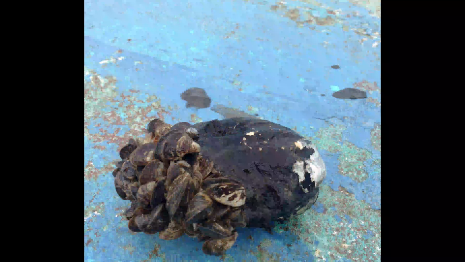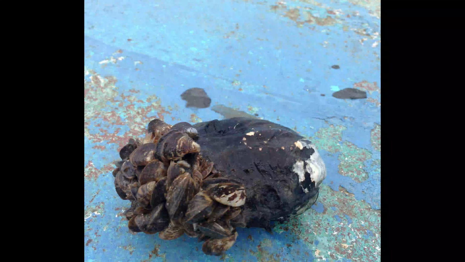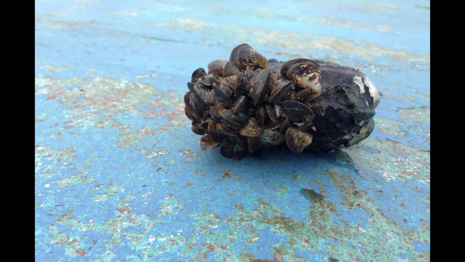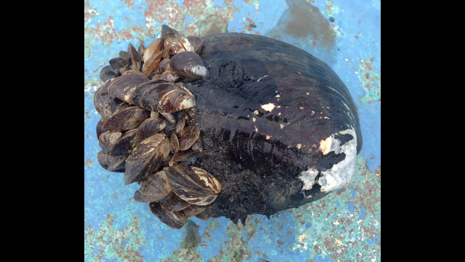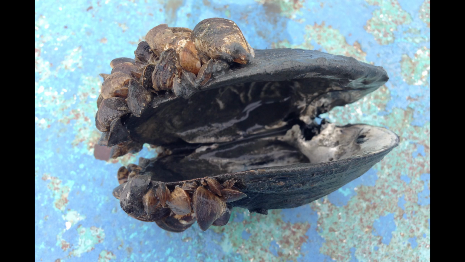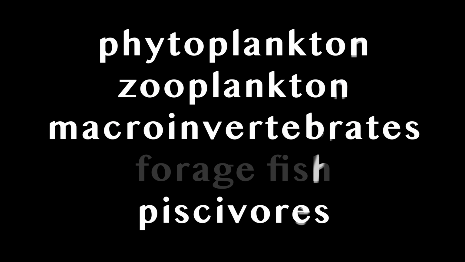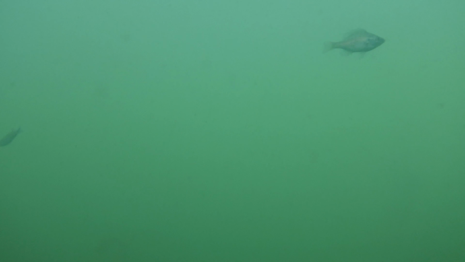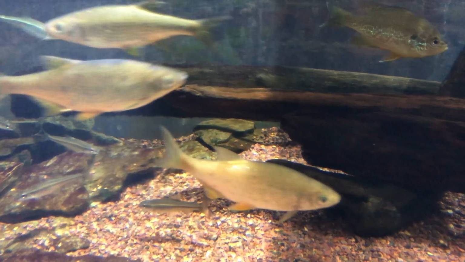Zebra and quagga mussels, also known as dreissenids, cover any hard surface in the lake that they can find, including the native mussels, which have become extremely rare. They feed by filtering tiny particles out of the water. Next up in the food chain are the forage fish. These fish feed on whatever they can find, whether it be mussels, insects, small fish, or juvenile fish.